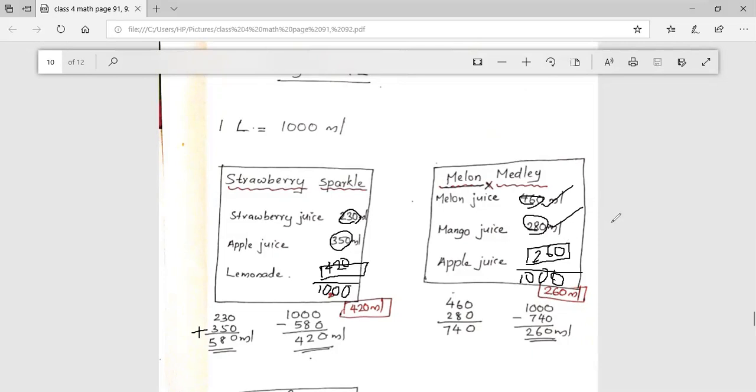Like this, you want to find out the remaining questions. The remaining parts are homework: pear fizz, banana cream, tropical breeze, and starry night. These are homework. Find the answers. Okay, so this finishes the lesson today.